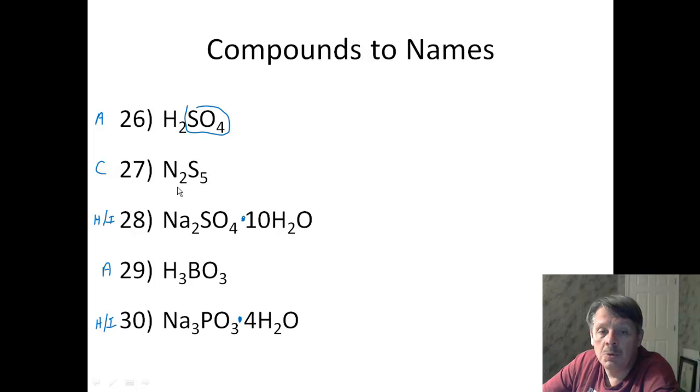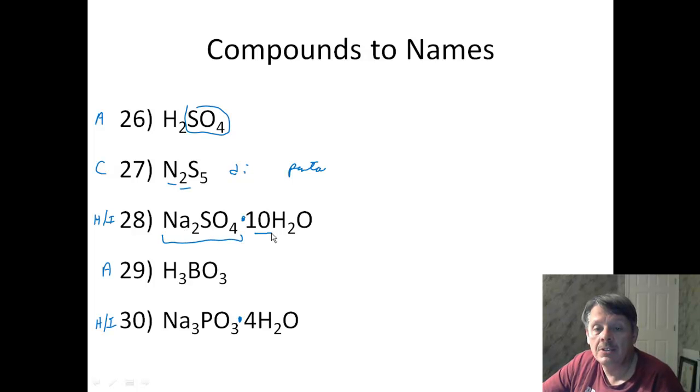And number 27 is covalent. So I have to use my prefixes. So it's dinitrogen. And the 5 is pentasulfide. So dinitrogen pentasulfide. Right. Number 28, this part is simply sodium sulfate. That's easy. And 10 is deca. So this is decahydrate. Sodium sulfate decahydrate.